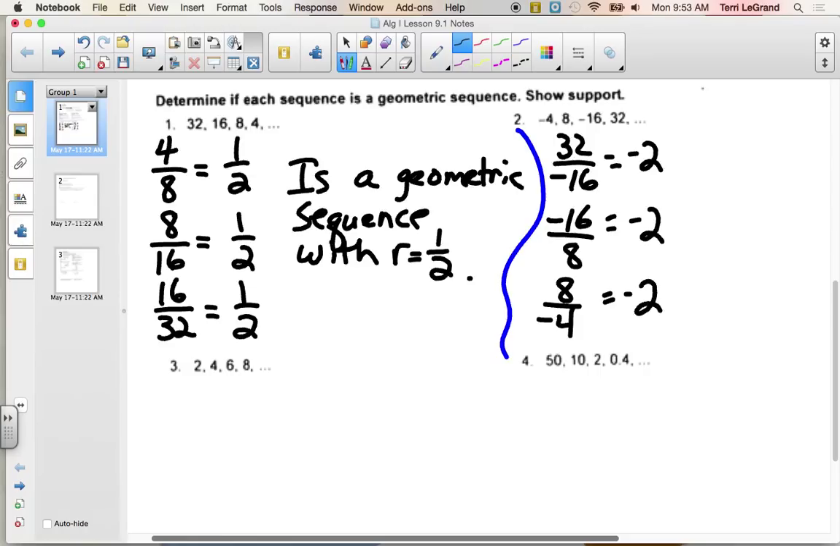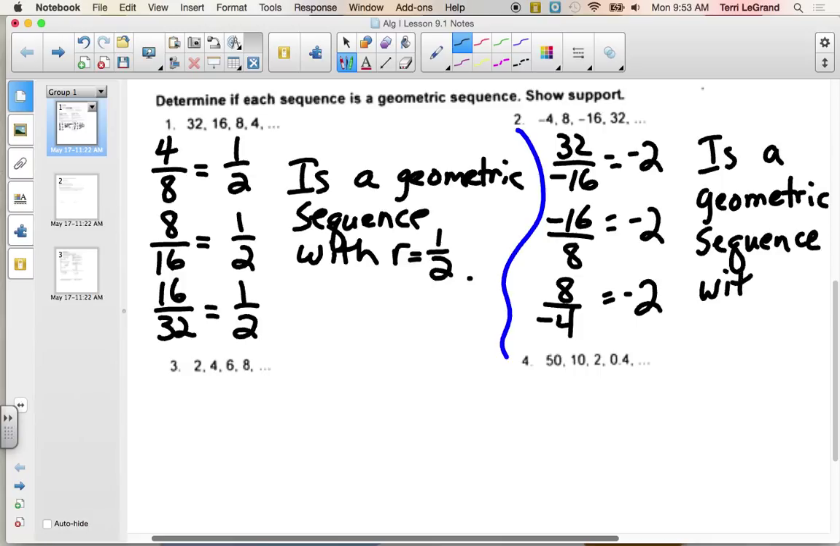So what happens? You get a constant ratio of -2. Okay, so we're going to say it is a geometric sequence. That's what the question was. Determine if that sequence of numbers is a geometric sequence. And then if it is, we're going to say what R is equal to. And this time it's -2.